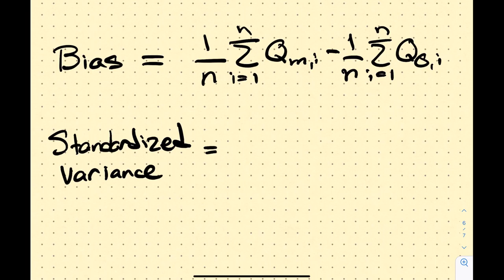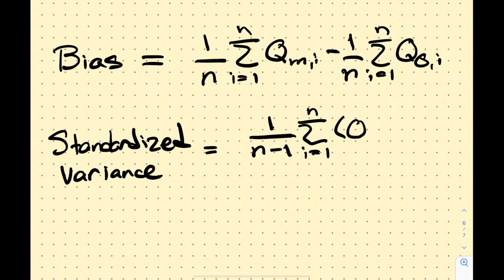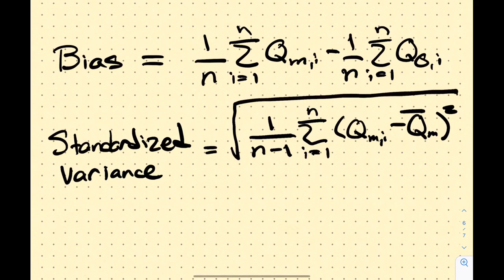So the way that we compute this is just the variance of the model, so i equals 1 to n, and this is just q of the model at time i minus the mean of the model time series, squared. And we take the square root of that, and we divide it by the same quantity for the observation.